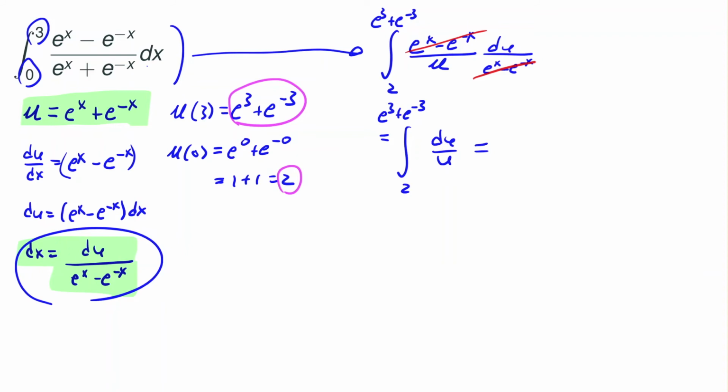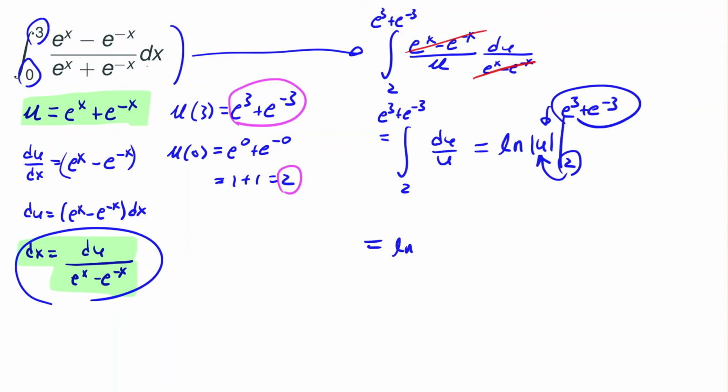What is the antiderivative of 1 over u? It is the natural log, right? So we have natural log of u, evaluated from 2 to e to the 3 plus e to the negative 3. So we plug this in here and subtract after we plug this in. So we have ln of e to the 3 plus e to the negative 3, which is a positive number, since a positive number plus a positive number gives us positive, right? Minus ln of 2. So this right here is the final answer.